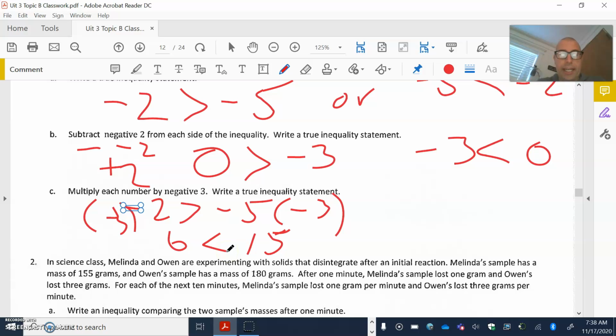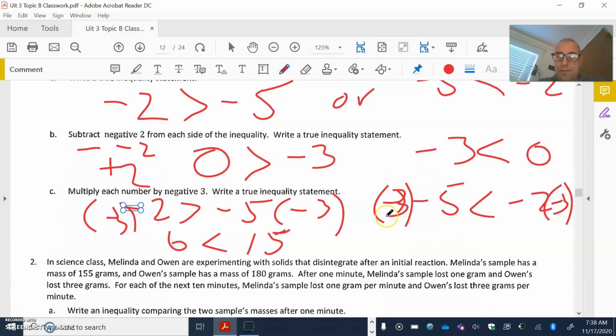Watch what happens over here. Again, if we flip the order around, -5, and we said it was less than -2. Again, if we multiply both sides by -3, we're going to get a +15. All right, we're going to get a +6. Is 15 still less than? No. 15 is greater than 6.